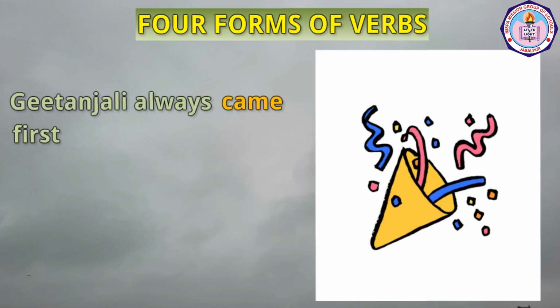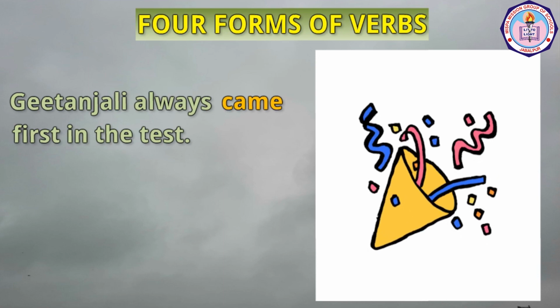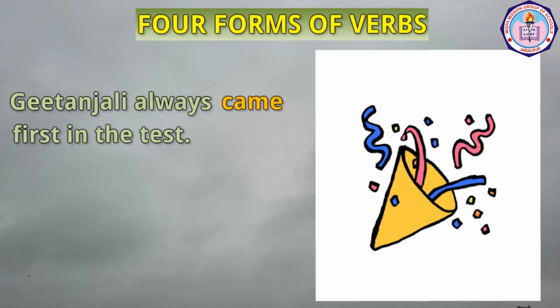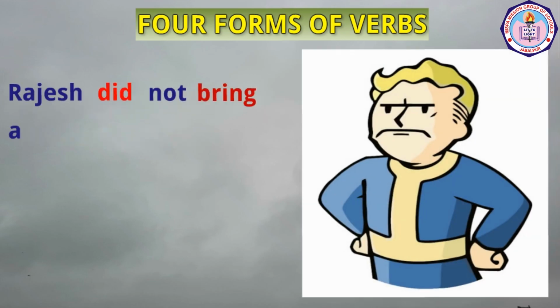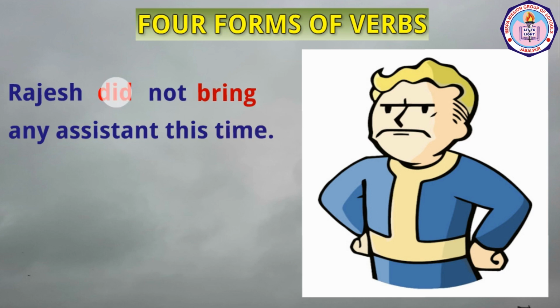Geetanjali always came first in the test. There is not any auxiliary verb in this sentence. Came is the main verb. It is the past form of the verb come. Rajesh did not bring any assistant this time. Here, did is the helping verb of the main verb bring. It is the present form of the verb.